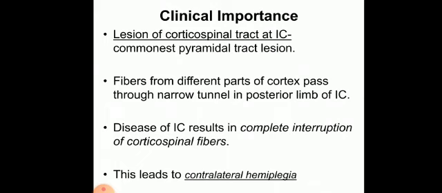And what does this lead to? It leads to contralateral hemiplegia, because 80% of the fibers of the lateral corticospinal tract, immediately after passing through the posterior limb of the internal capsule, decussate to the opposite side and supply the muscles of the opposite side. So a complete interruption of the corticospinal tract because of a capsular lesion will result in contralateral hemiplegia.